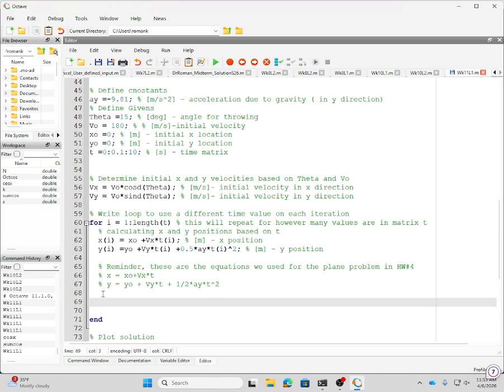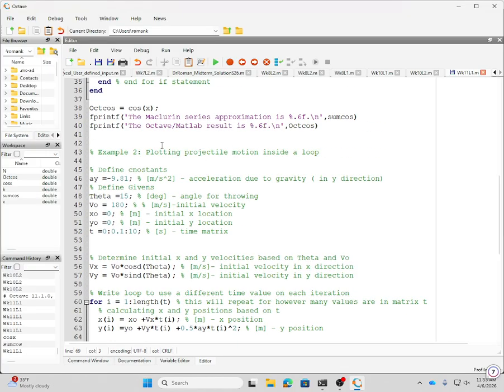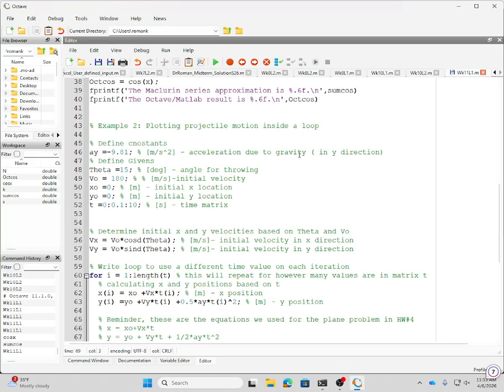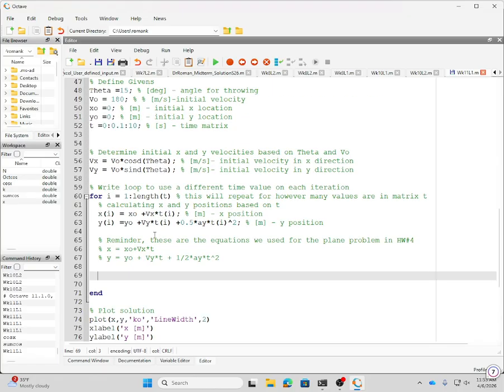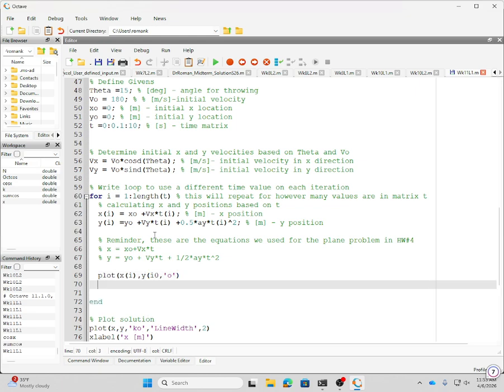The goal is, and also I changed the title. Okay, the example 2, plotting projectile motion inside a loop. Then what I'll be doing next, I'll be doing a live plot. That's the goal for this class. So live plot: plot xi, yi, comma, quote o. That's the thing I'm plotting.